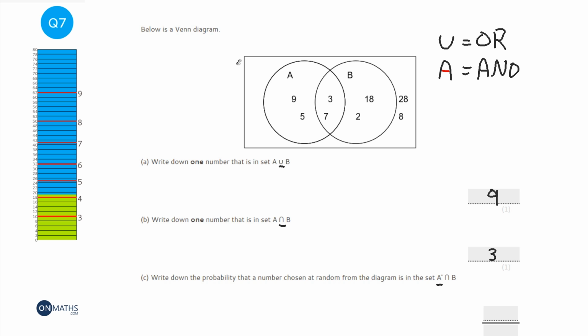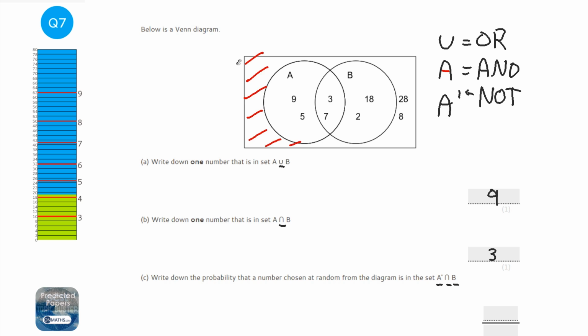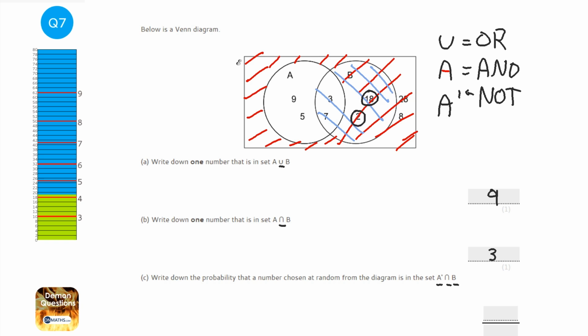Now this little symbol here, okay, it's an A with a dash. That dash there means not. So we're looking for numbers that aren't in A and are in B. Well, let's have a look at where not A is. Well, it's anywhere around here. Anywhere around here is not in A. And let's have a look at where B is. So B is anywhere here. So the numbers that overlap both of those are the 18 and the 2. So it's 18 and 2.